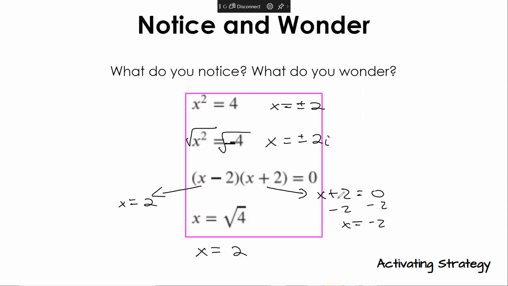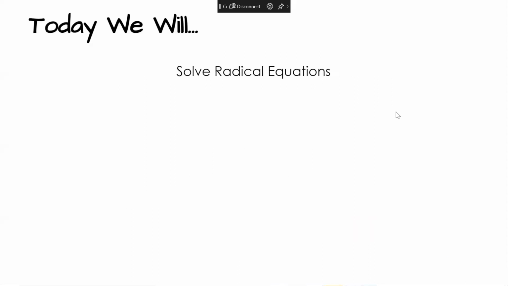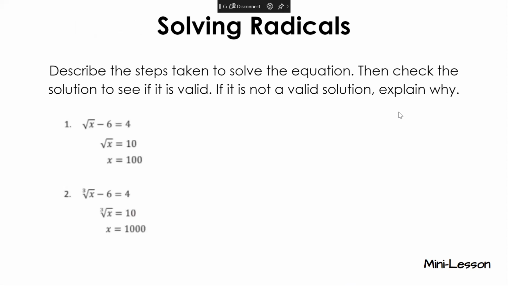All right, so what do you notice for all of these? They all have what in common? A 2. Okay, either positive or negative or imaginary. Okay. On solving radical equations. Okay. So describe the steps taken to solve the equation, then check the solution to see if it's valid. If it's not a valid solution, explain why.